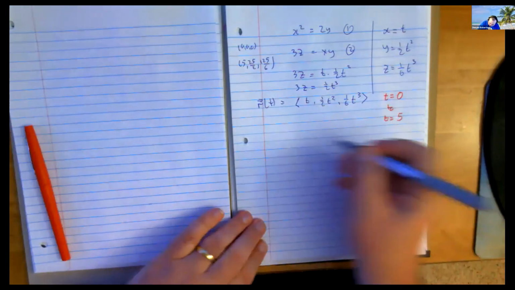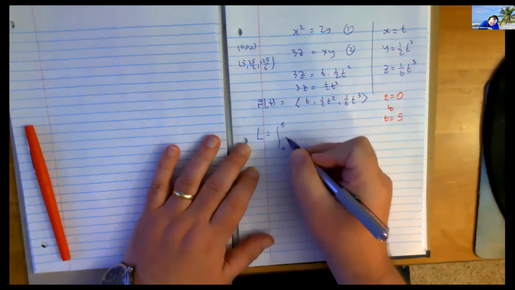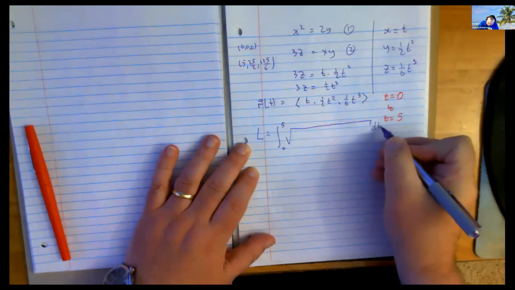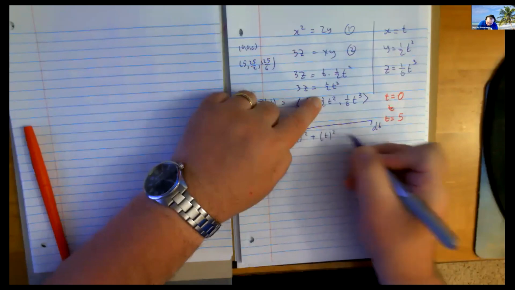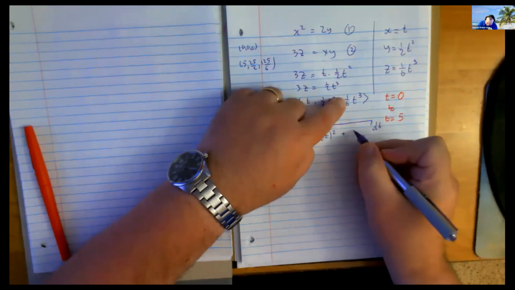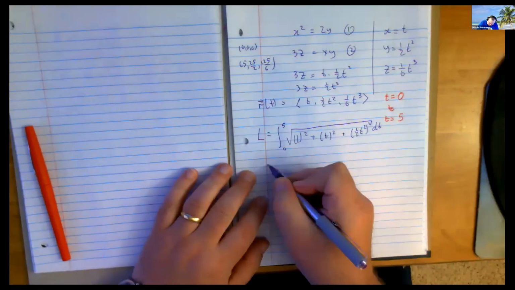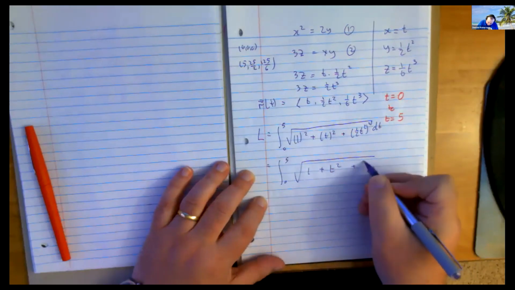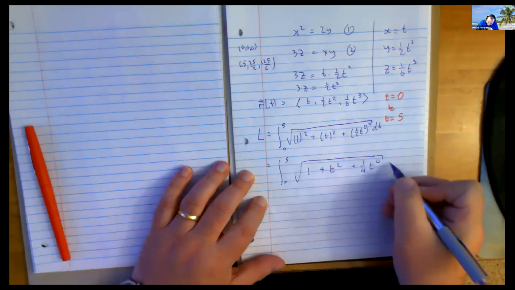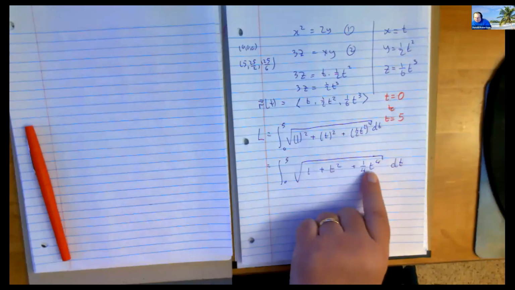Right. Now you're going to put this package together. So the arc length is going to be the integral from 0 to 5 of the square root of this guy's derivative squared, plus this guy's derivative squared, plus that guy's derivative squared. So it's going to be the integral from 0 to 5 of the square root of 1 plus t squared plus 1/4 t to the 4, dt. And now I feel much nicer. I was kind of worried when I saw this, but I'm happy.